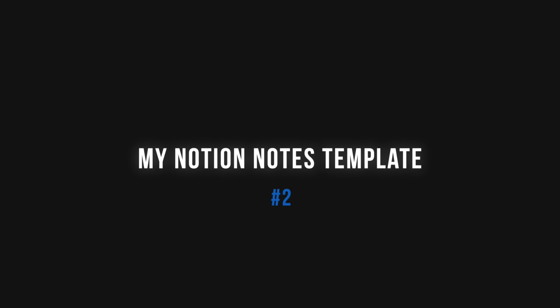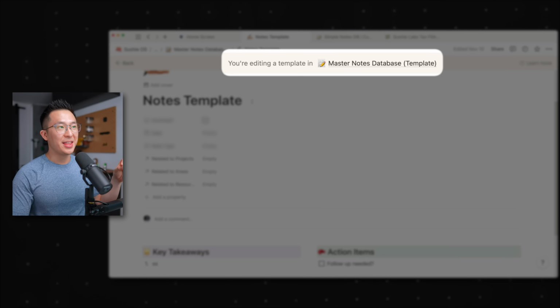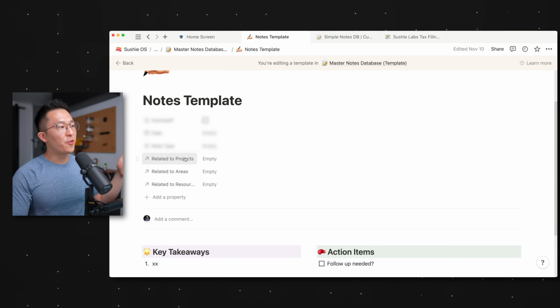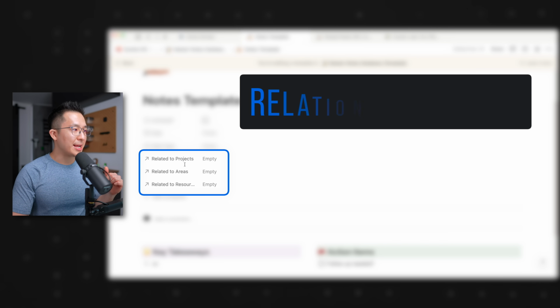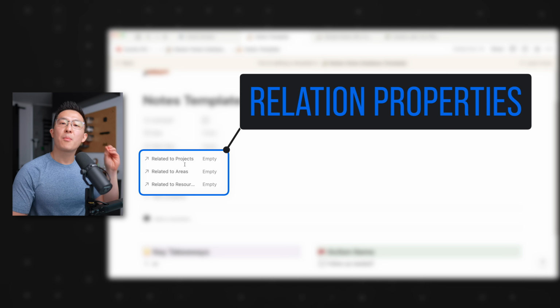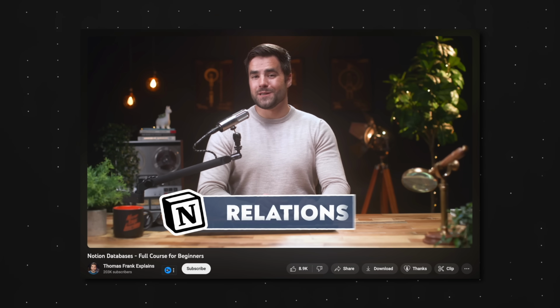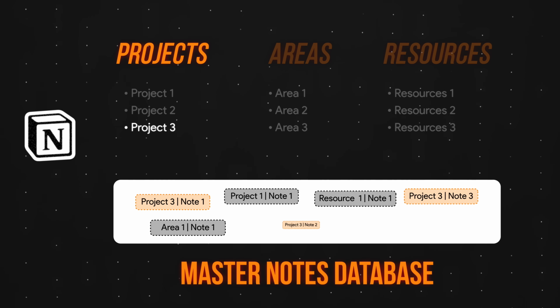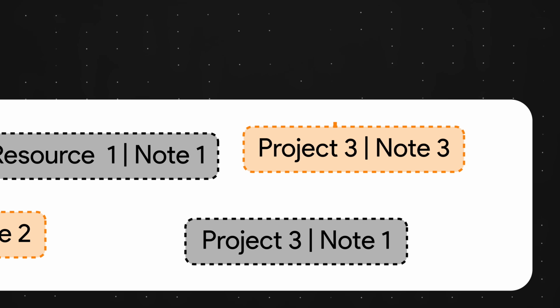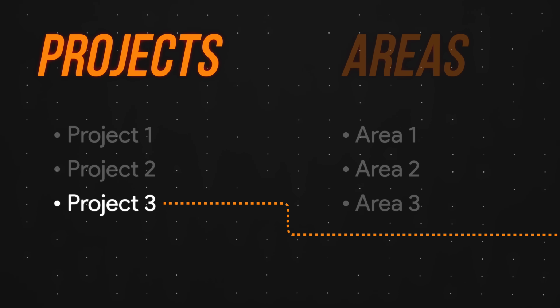If we first take a look at the notes template within the master notes database, you will first notice these three properties: related to projects, related to areas, related to resources. And all three are relation properties. I'm not going through the relation property today. I'll include a link down below to this amazing video by Thomas Frank. But essentially, the relation property allows you to relate this page to another Notion database of your choosing. Why does this matter? Let's go through an example.